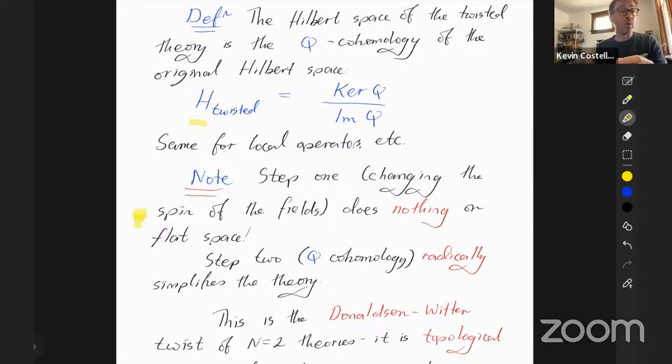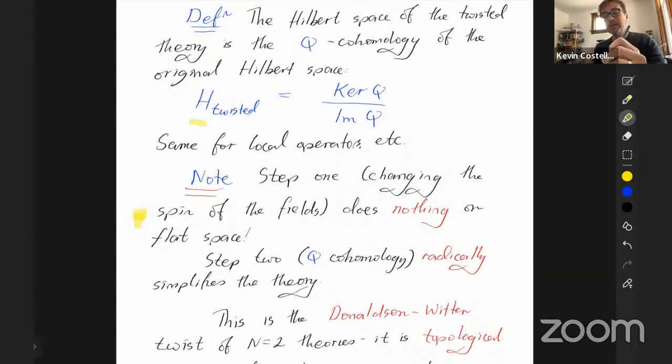All that's happened in step 1, when I've changed the spin of the fields, especially if I'm on flat space, is I'm just calling things by a different name. Instead of having an index I, I decide to call it alpha. But I still have the same number of fields. My Hilbert space is still the same. My Hamiltonian is the same. All of the complexities are there.